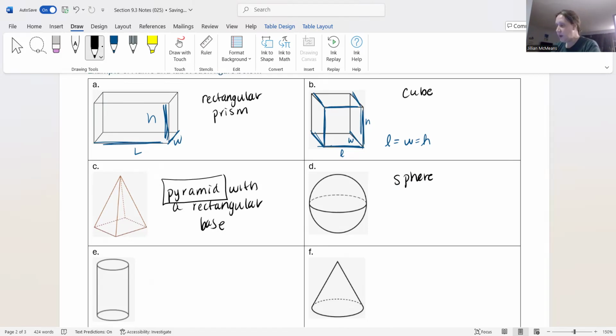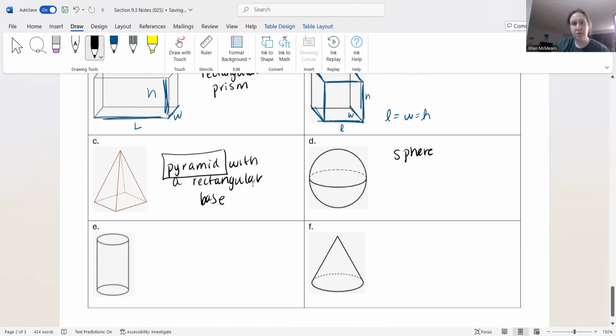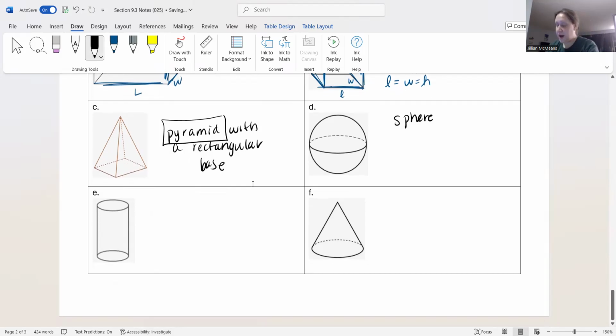That leads us to the last two. For part E, we have what's called a cylinder. And then the last one is a cone. If you take a cylinder and shave it all around, starting with a point at the top, the center of your circle at the top of the cylinder, and just shave around it, you end up with a cone. Same thing with this pyramid that has a rectangular base. You start with a rectangular prism and start shaving off the corners, and you end up with a pyramid. All of these are three-dimensional figures.